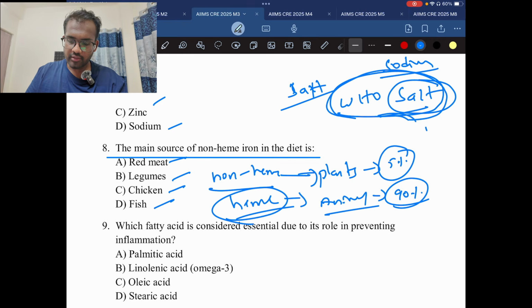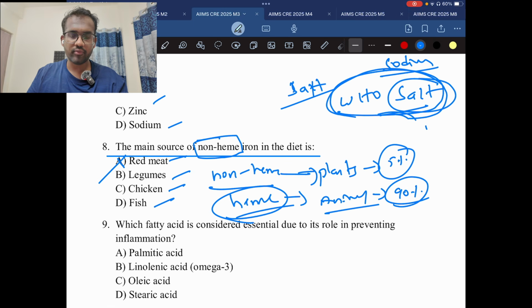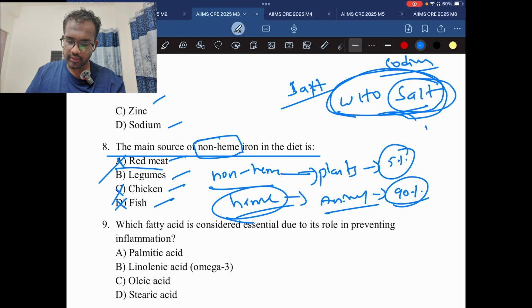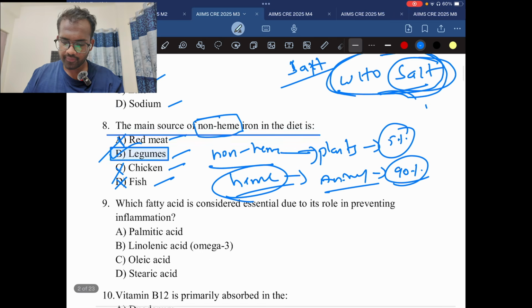And here they have asked what is the source of non-heme iron. Always remember, the plant-based source is the non-heme iron source. As you can see here, red meat is non-veg, which is very abundant in iron, and chicken is also not a non-heme iron source. Fish is also not a non-heme iron source. Only legumes are the non-heme iron source. So the answer will be B. Like this, you need to eliminate the options, then only you can arrive at the answer.